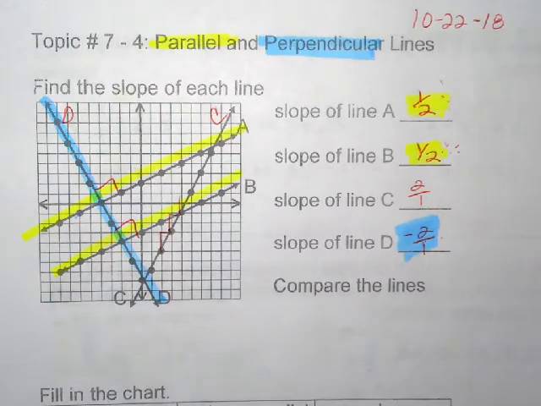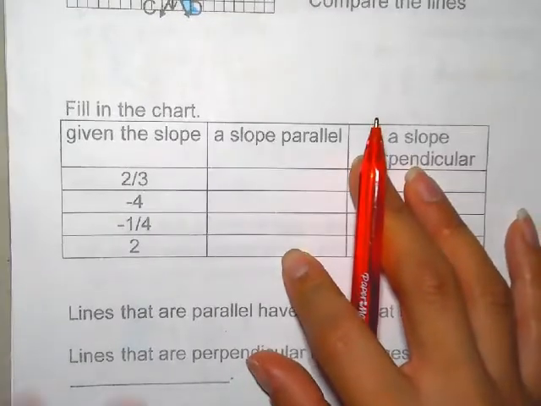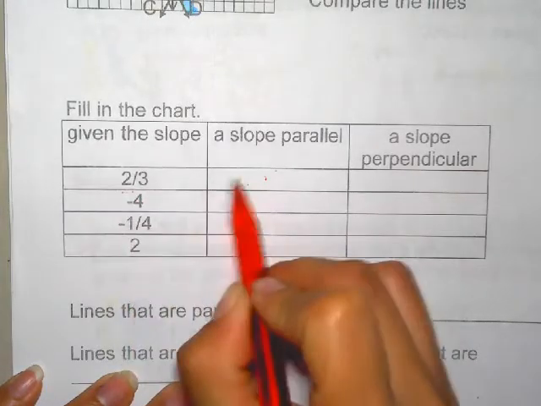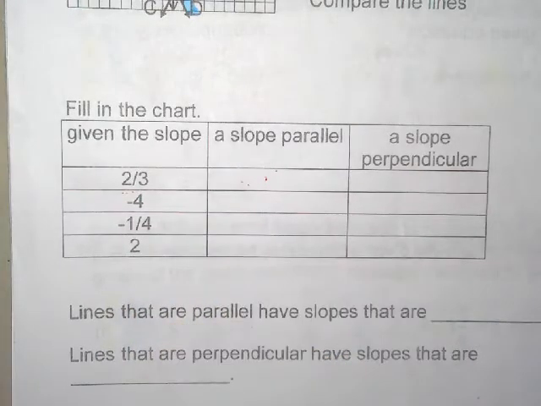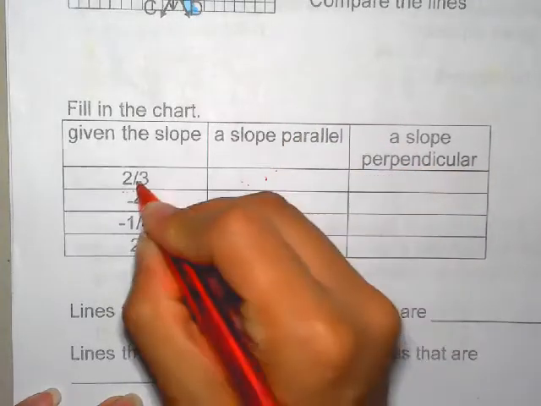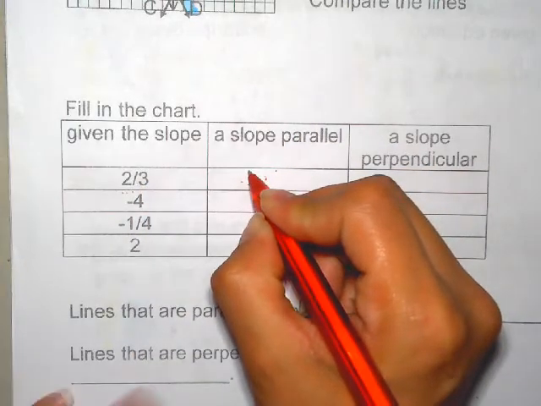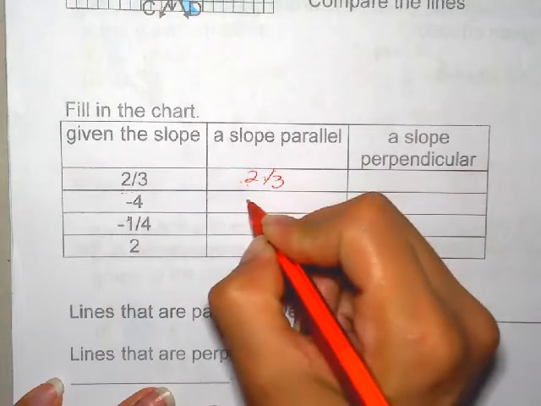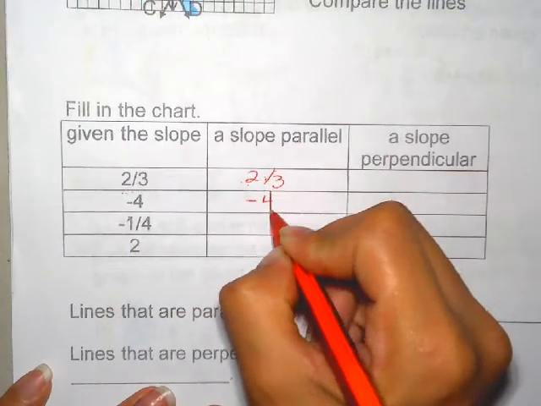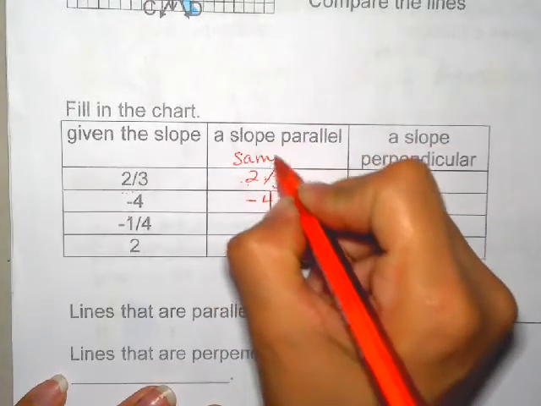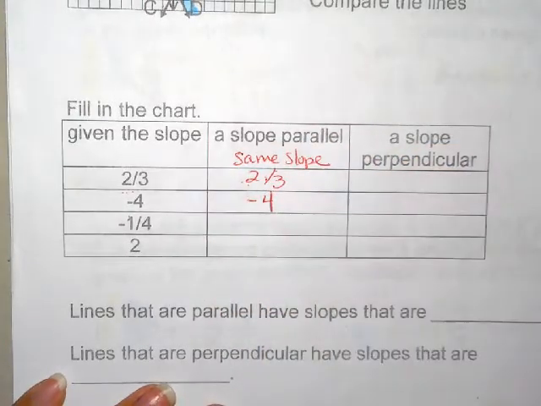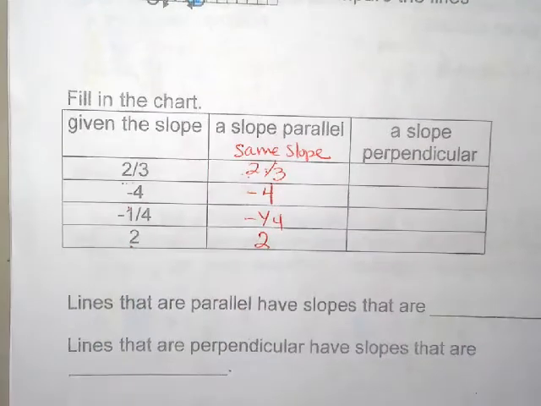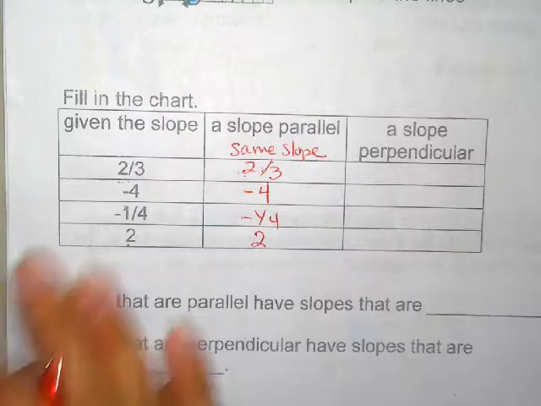All right, we've compared the lines. Let's fill in this little table. So we said that if they're parallel, what kind of slopes are they going to be? If they're parallel, very good, equal. So if this is 2/3, a slope of a line parallel to it would be 2/3. If this is -4, this has to be -4. Pretty much they have to be the same slope. So this is -1/4, and if this is 2, then the slope of the parallel line has to also be 2. They have to be the same.